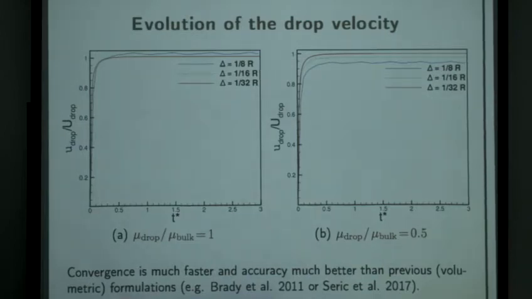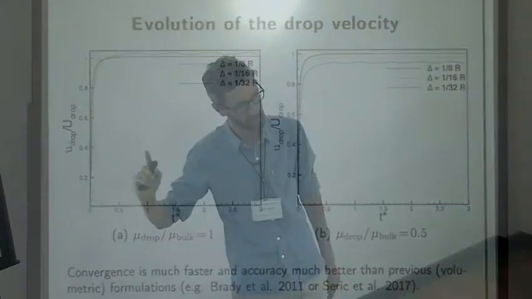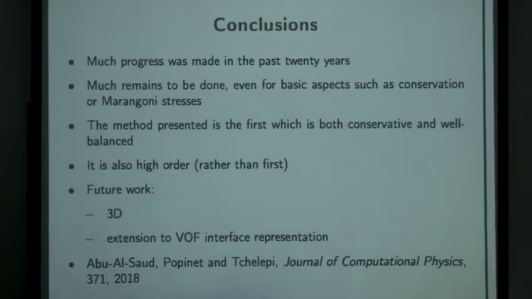What's important, I said there is lots of stuff to do. There is a very recent paper by Serik et al., a nice paper where they try to improve the volumetric formulation to do exactly this test case. I don't show the results, but they are not nearly as good as this one. So this formulation is much more accurate than the volumetric formulation. The conclusion: much progress was made in the past 20 years on surface tension, but there are many very basic things, like conservation, as I said, still to be done.